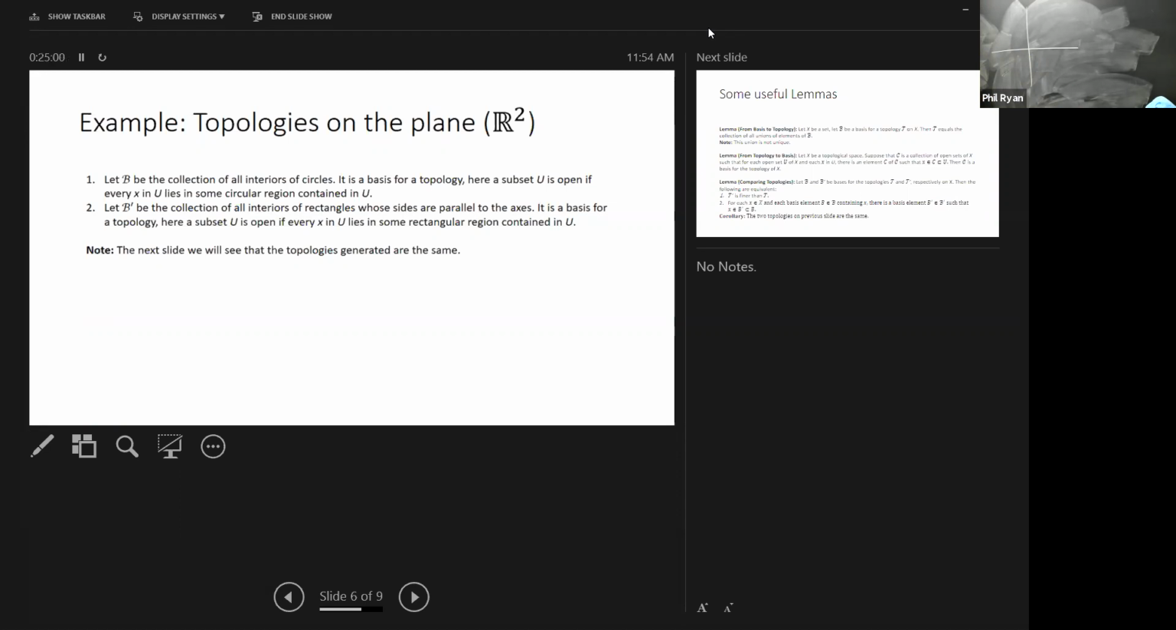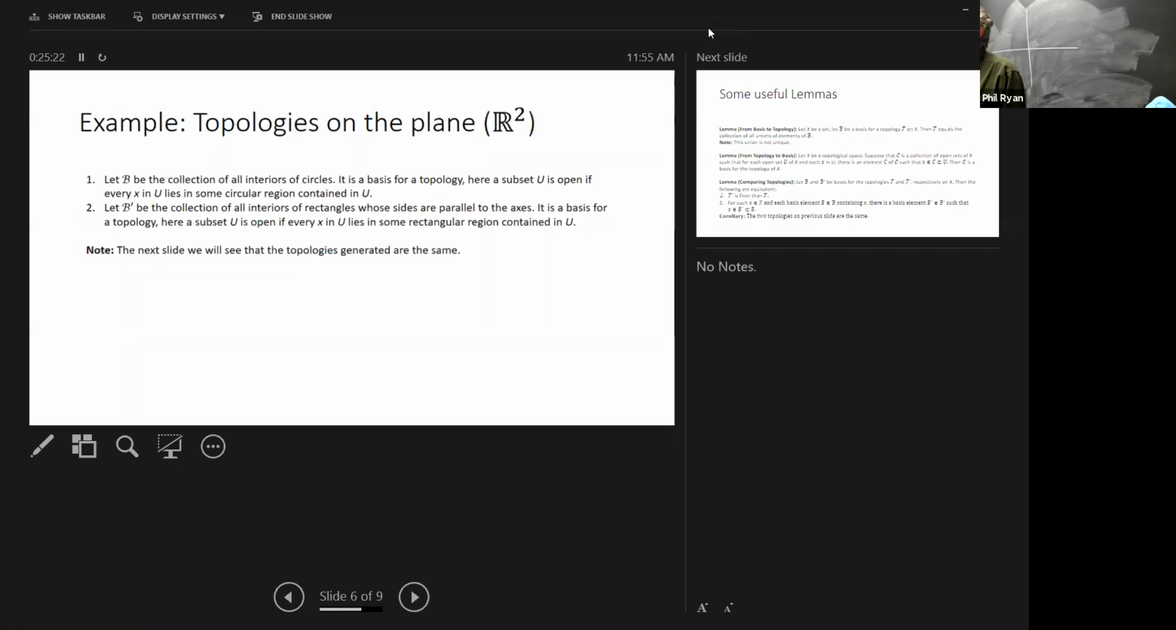Let B prime be the collection of all interiors of rectangles whose sides are parallel to the axes. It is a basis for a topology. Here a subset U is open if every x in U lies in some rectangular region contained in U. Okay, why is it a basis?